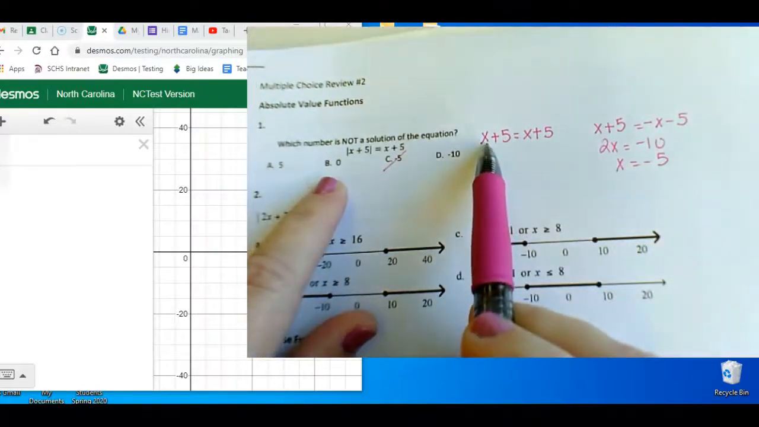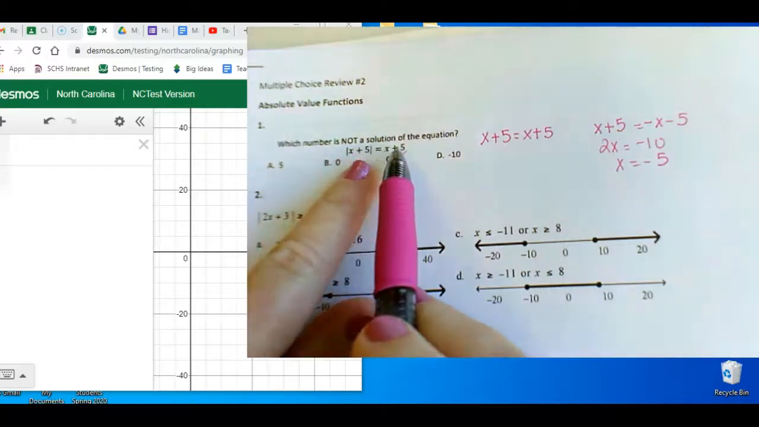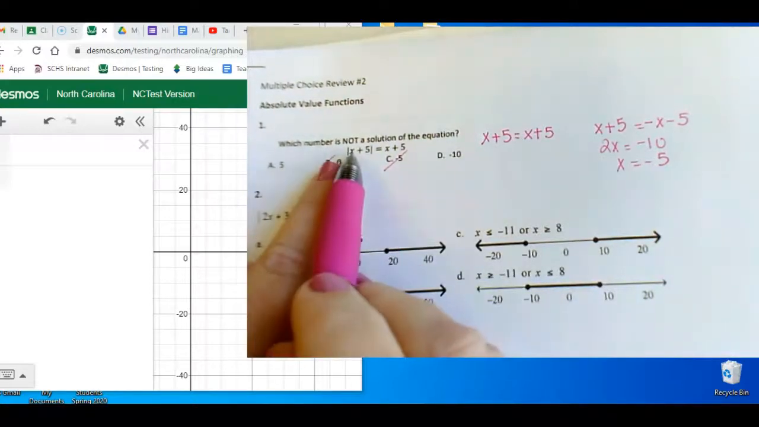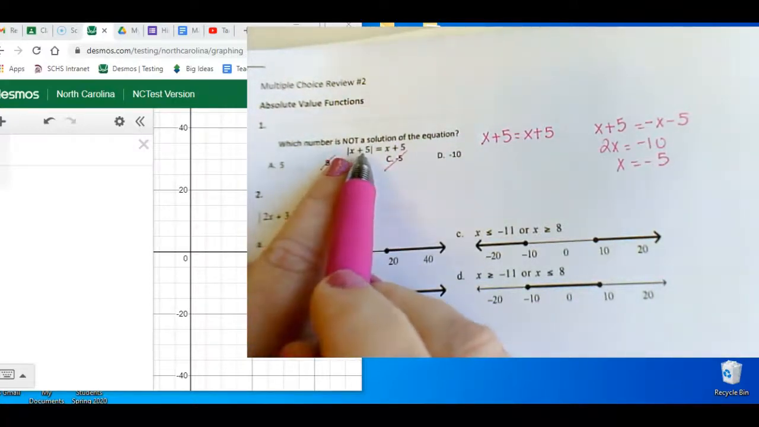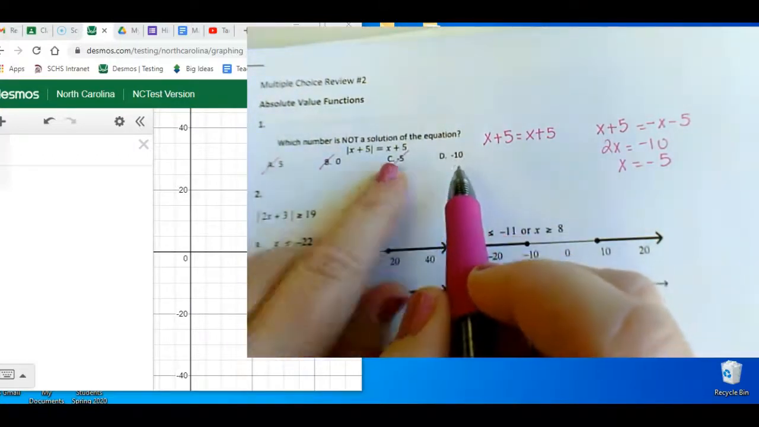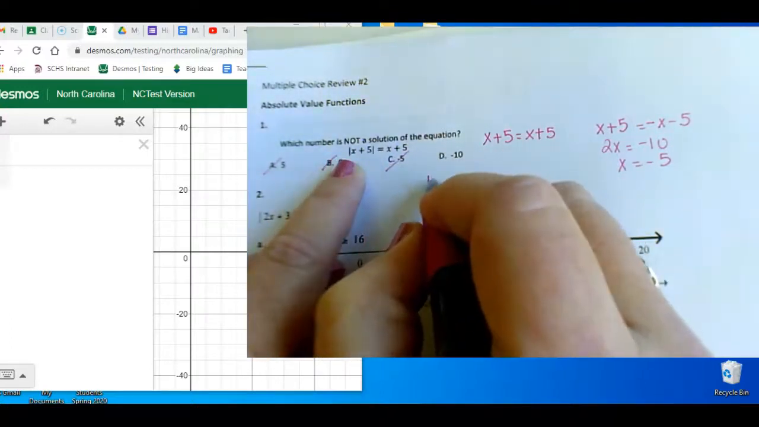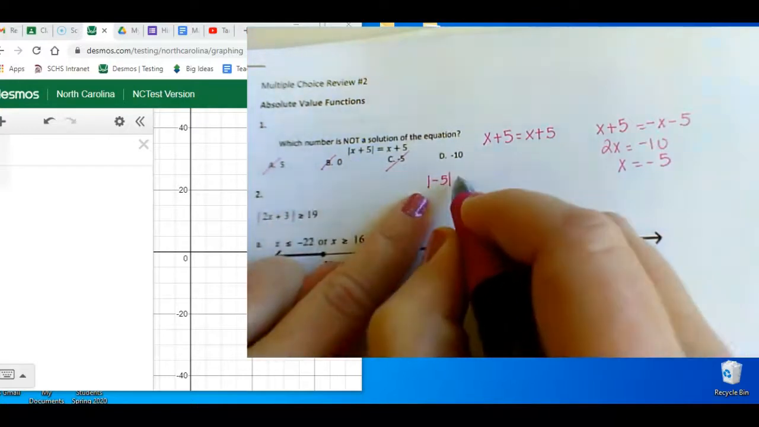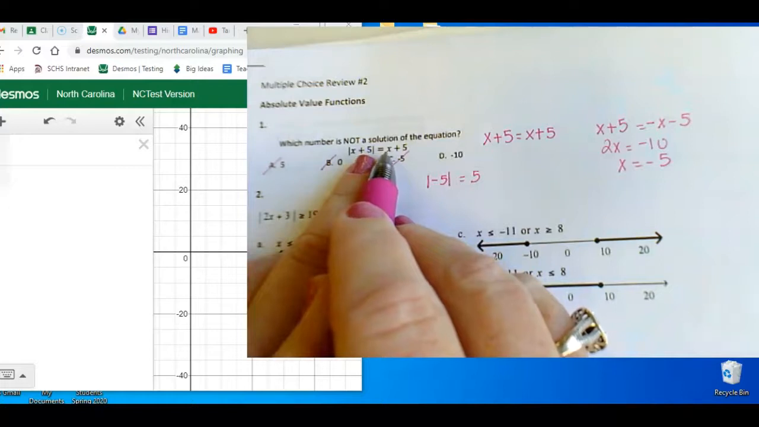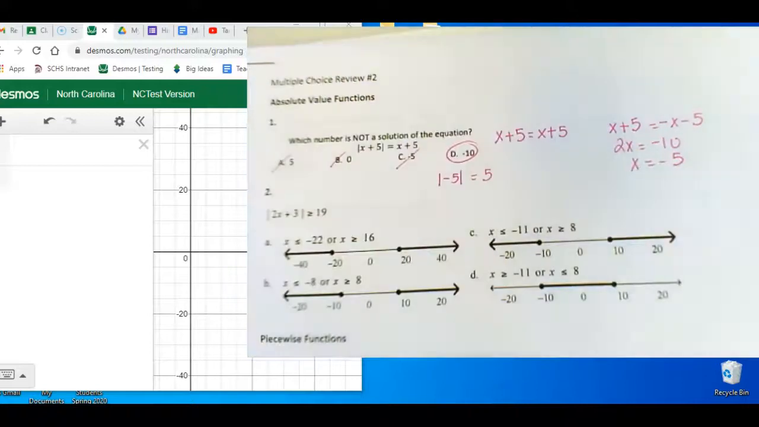If you plug in 0 right here, we'll find out that that works. The absolute value of 5 does equal 5. So that one seems like that should work. If you plug in 5 here, that's the absolute value of 10 equals 10. That also works. This negative 10 one is the one that's kind of interesting. If you take a negative 10 and plug it in there, you're going to get the absolute value of negative 5. Well, we know that the absolute value is positive 5. But when you plug in negative 10 right there, you get a negative 5. And that can't happen, so this is the correct answer.